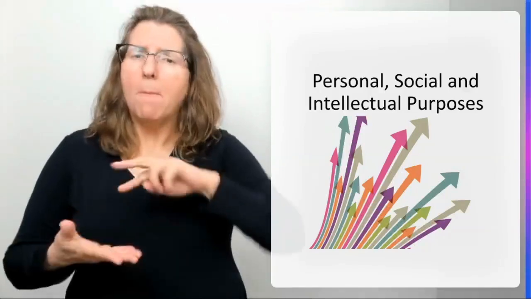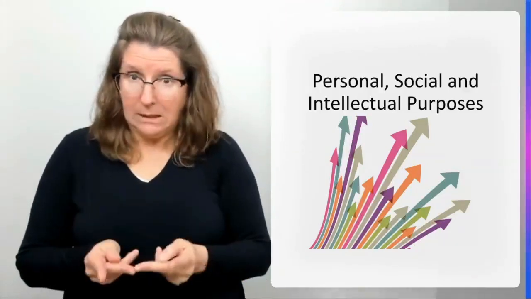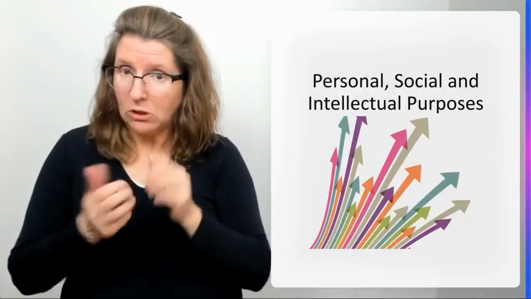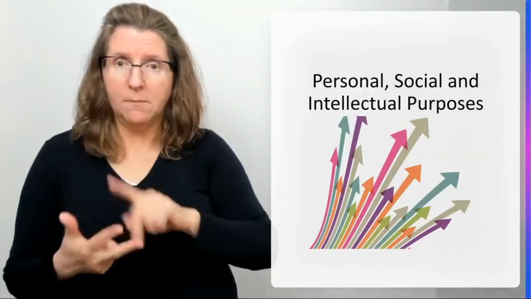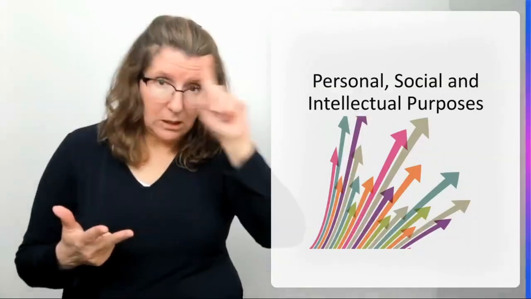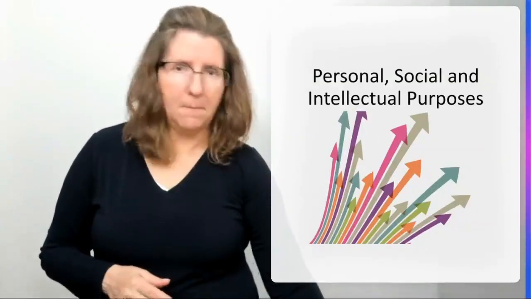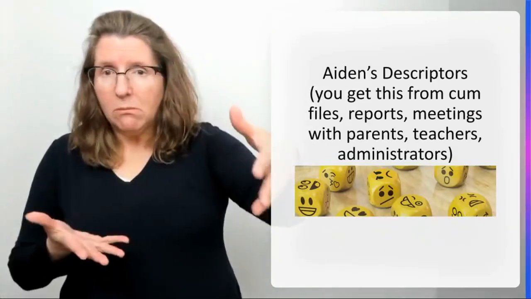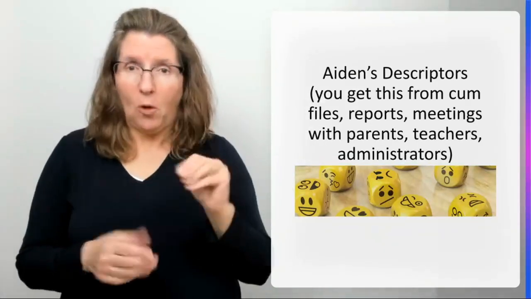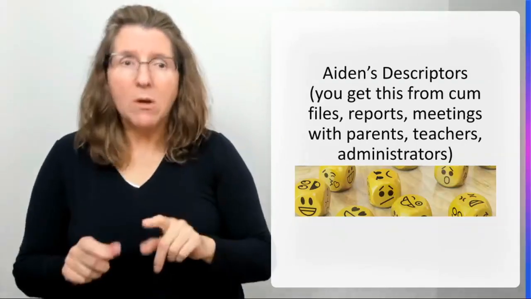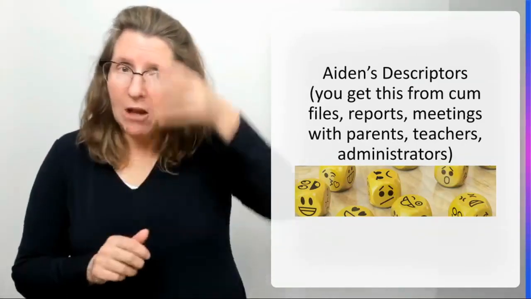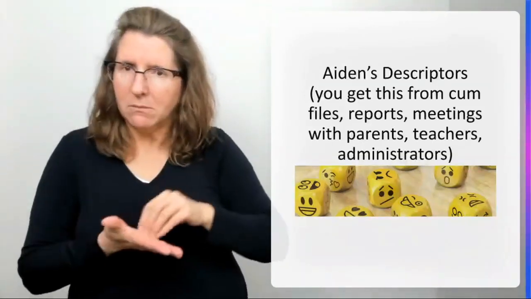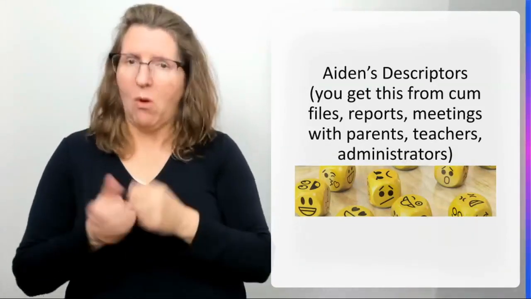In the previous lecture, we introduced the idea of purpose and place and how this applies to schools. Let's look at the 3 school purposes: personal, social, and intellectual development. The usual sources of information about students we gather from their CUME file, reports, meetings with parents, teachers, administrators, and so on. This information is the basis of your inclusive support plan.